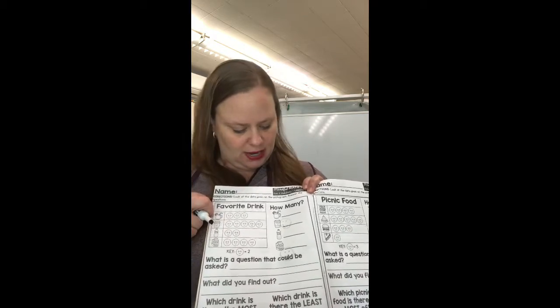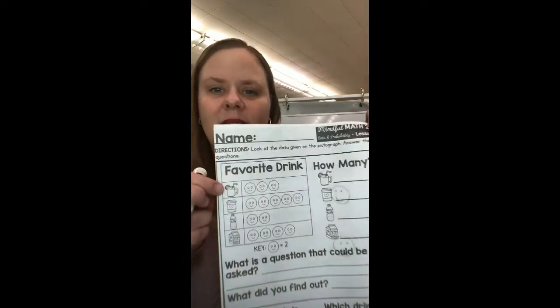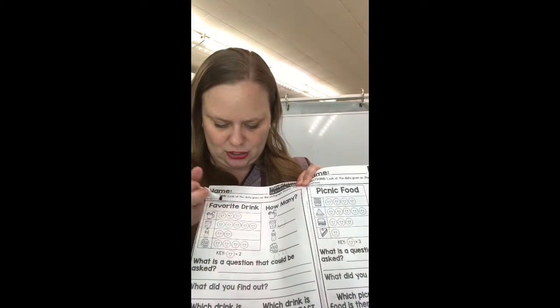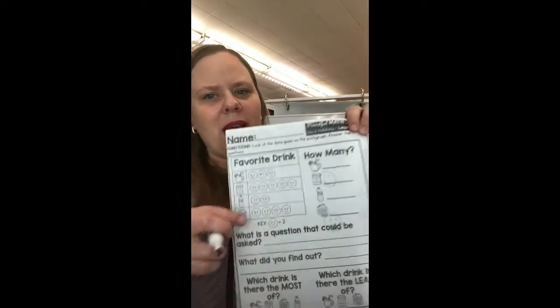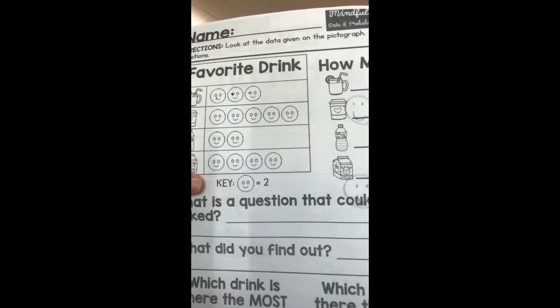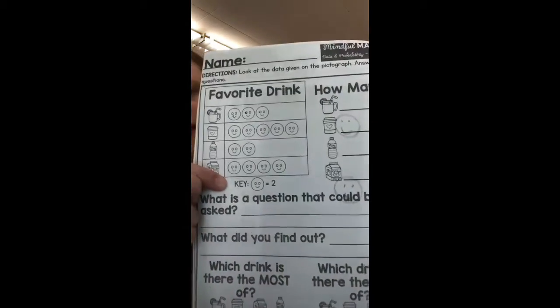So you're going to look over here. It says, what's their favorite drink? It looks like that's a tasty lemonade. I see a little lemon over there. And I see 1, 2, 3 circles, but I have to look really closely. Do you see that? Each of those smiley faces actually counts for 2 people. So instead of saying that there's 1, 2, 3 people, the key tells us that for every smiley face, it's going to count by 2. So let's count by 2 to find out how many people.